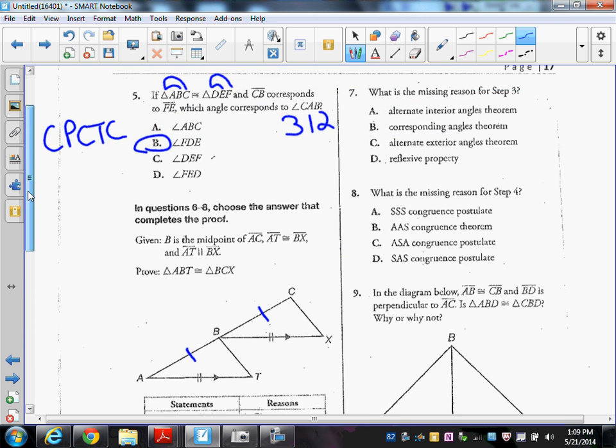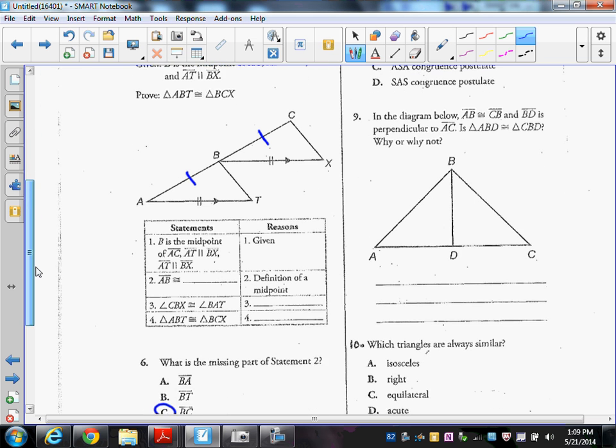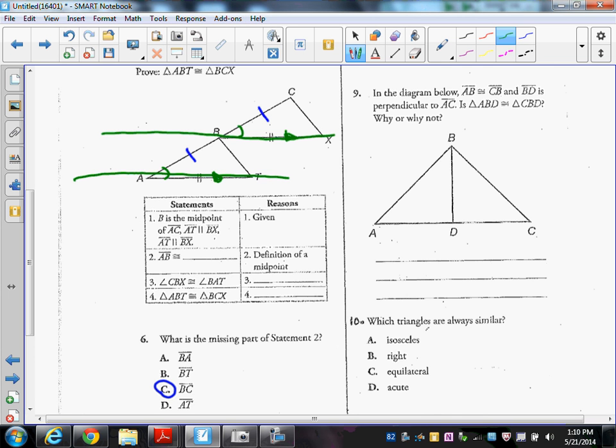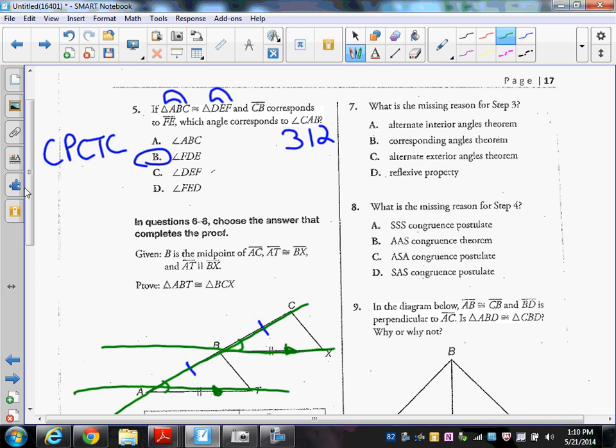Going up to number 7, it says what is the missing reason for step 3? Step 3 tells us angle CBX, so let's label it, it's right there, is congruent to angle BAT. Well, using this picture and the information we have in words, I have 2 parallel lines. So if I would extend the lines and the transversal, remember that's the line that cuts it, I see that these angles are corresponding angles. So this is the corresponding angles theorem.